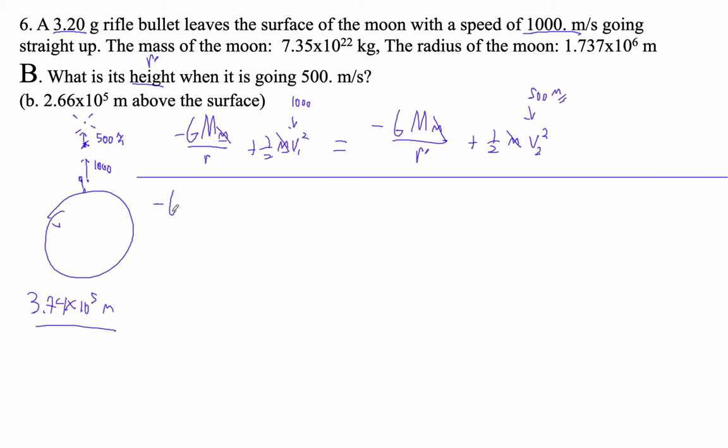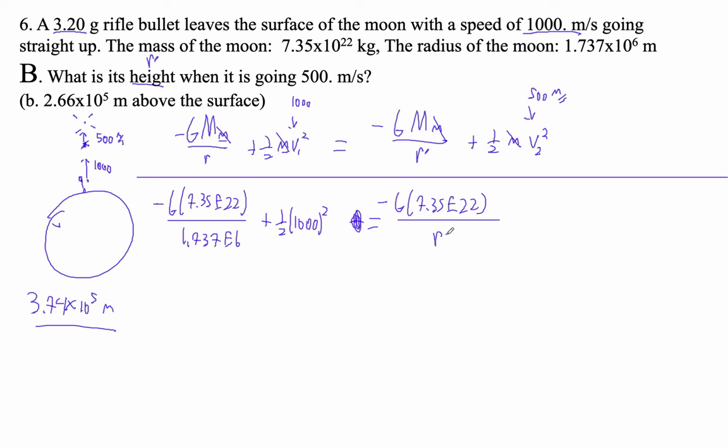Okay, so the opposite of G times M over, and then it starts off on the surface, so 1.737 E6, plus 1/2 1,000 squared. It's weird not to have the mass in there, I feel like. Okay, let's see. Then that equals the opposite of G times 7.35 E22 over R prime. This is what we're trying to solve for, that height, right? That it's going this speed, so 1/2 times 500 squared.